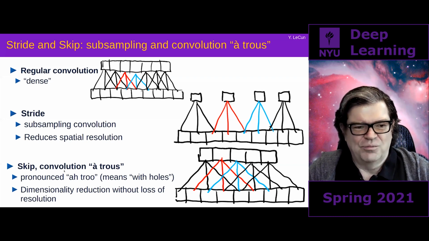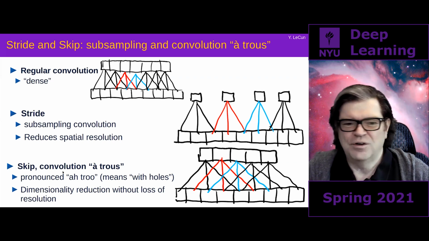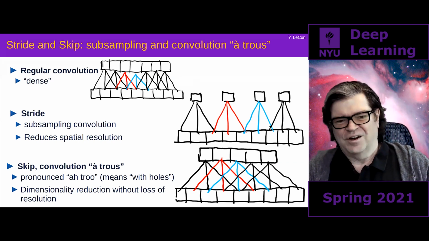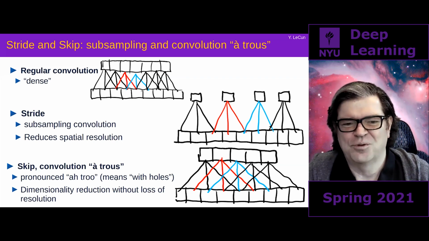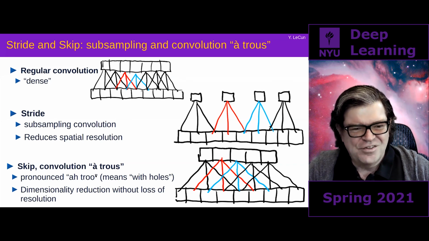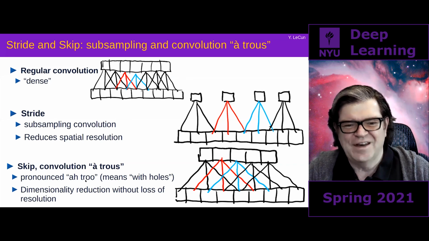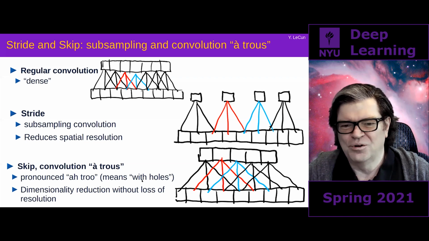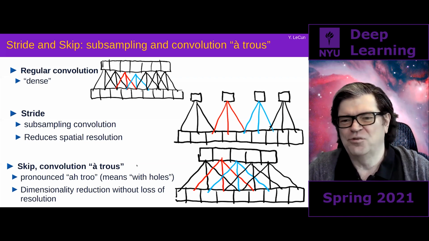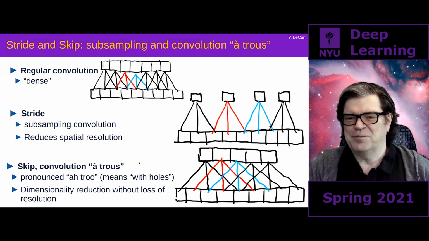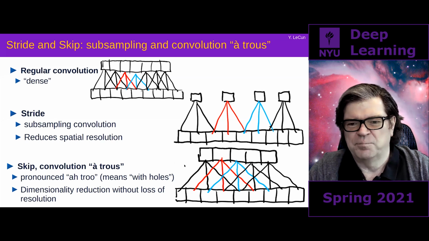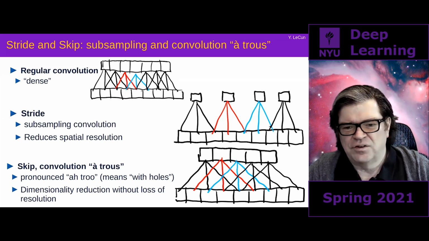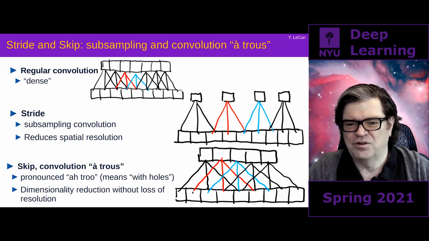And then there is the so-called skip convolution, or convolution à trous. It's called à trous because it comes from the French, so it's not pronounced étras. It's pronounced à trous, and in theory it's spelled with an accent on the A. That means "with holes" in French, and it comes from the French because the people who proposed this in the context of applied math and signal processing called it this way.